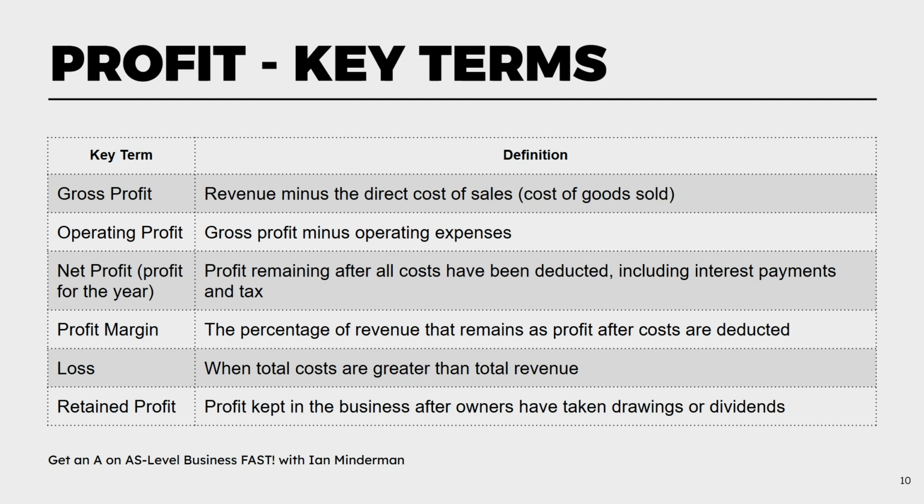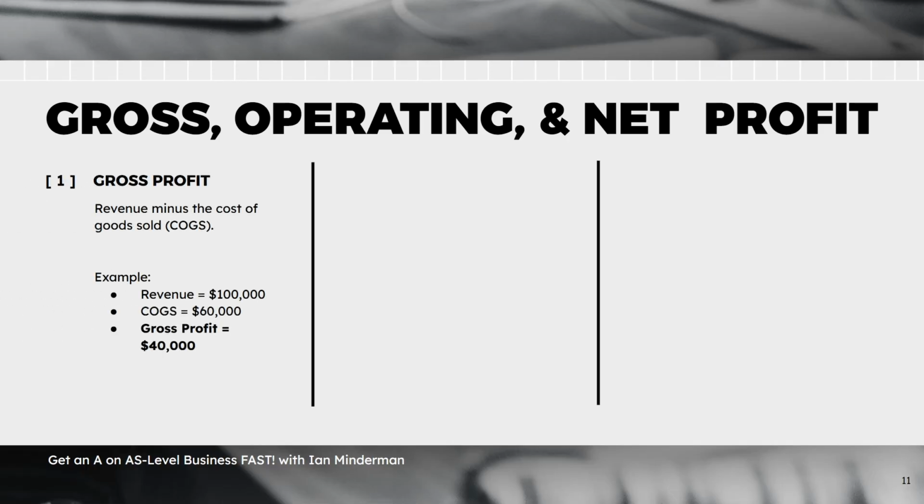We're going to take a look at what operating expenses are, don't worry. Now, net profit, you may also see this written as profit for the year. This is the profit remaining after all costs have been deducted, including interest payments and tax. Let's go ahead and take a look at each of these here. So, gross profit, it's revenue minus the cost of goods sold, COGS.